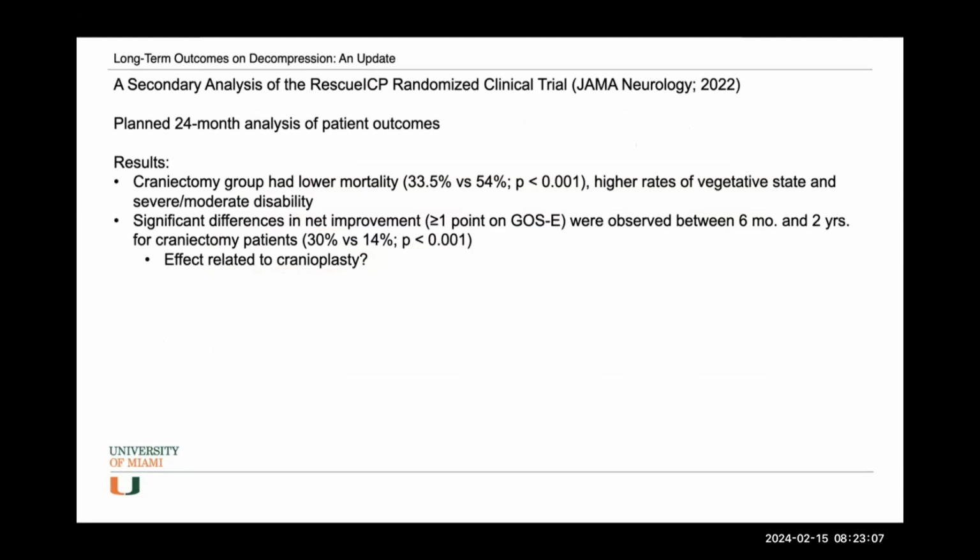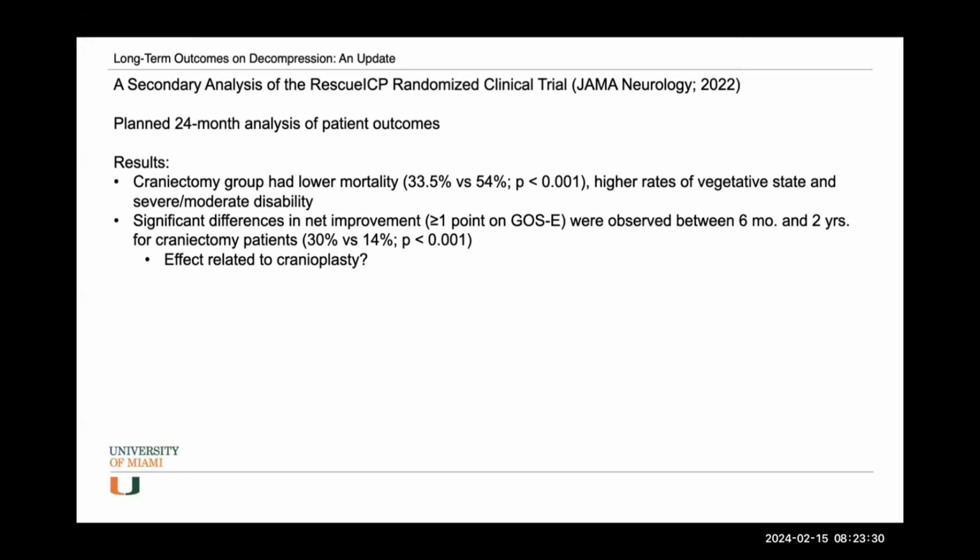They had higher rates of vegetative states and severe or moderate disability, but what they saw was that at a 24-month analysis, there was a significant difference in the patients who underwent craniectomy. Specifically, those patients were actually able to demonstrate a greater rate of functional improvement in a 2-year window relative to patients who underwent medical management.